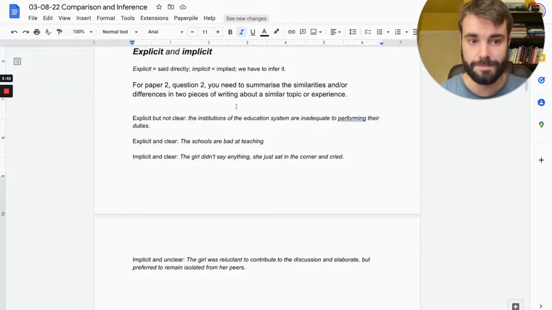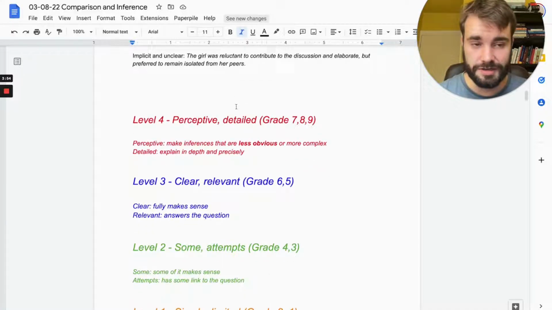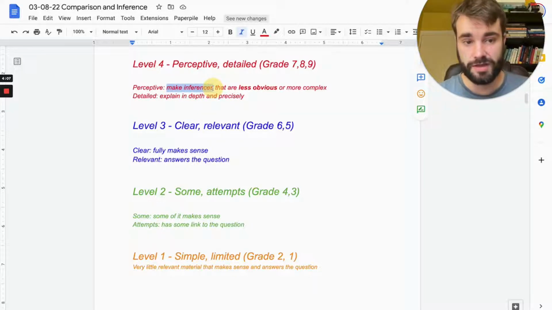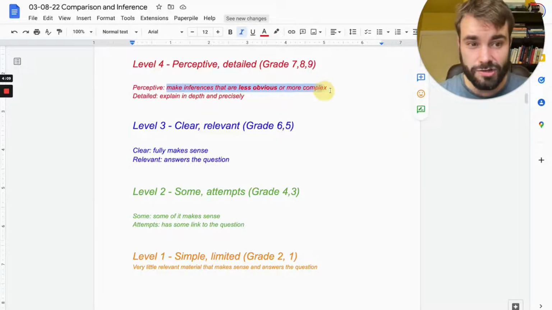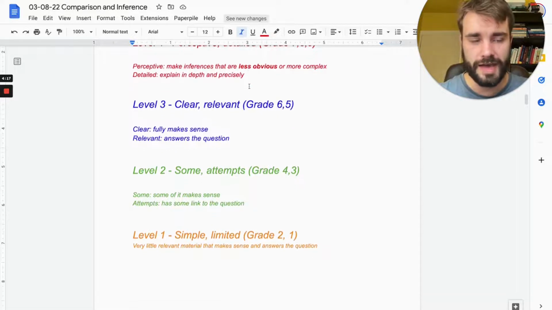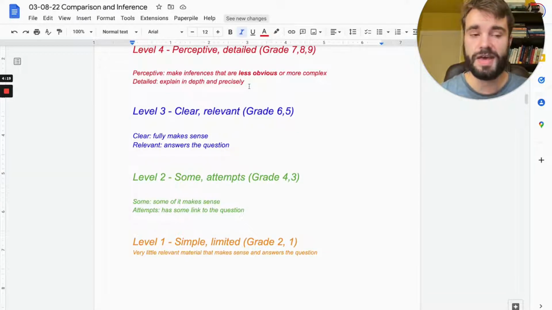It's still clear. So now that that is understood, I'm going to show you what you have to do to get a grade 7, 8 or 9. You have to be perceptive and detailed. Detailed is a simple term: you explain in depth and precisely, and perceptive means you make inferences, so you work things out that are less obvious or maybe more complex, things that you have to figure out for yourself. So that is perceptive. Okay, now a good way to be perceptive is when you're practicing these questions, write down 3 or 4 things.